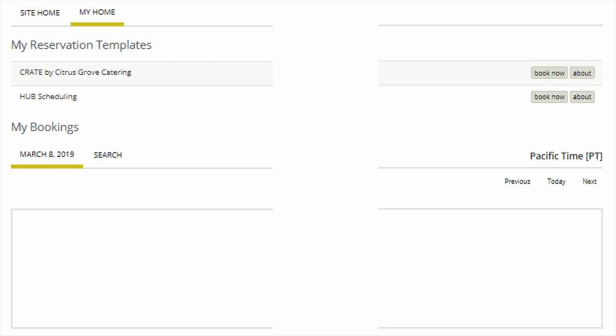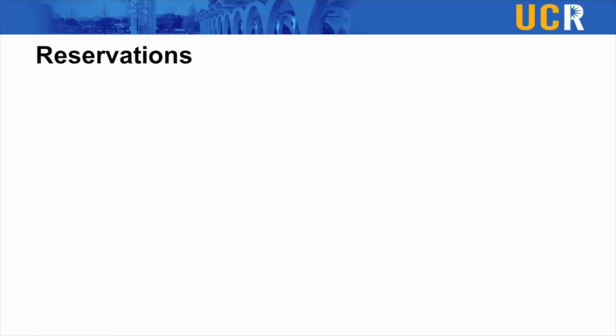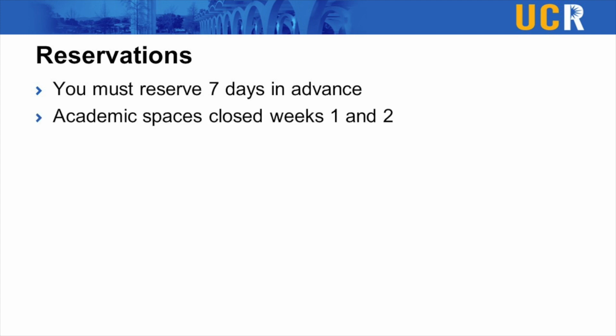Once you log in, it's pretty simple. You'll say that you want to reserve a room, enter a time and date, how many people you expect, and you can filter where on campus you'd like the event to be. Or you can leave it open so it'll show you all your options. Some notes: you must reserve at least 7 days in advance. And generally, academic classroom spaces are closed during week 1 and 2 of each quarter, so that they can adjust classes if they need to. So don't be shocked if those weeks are especially hectic.